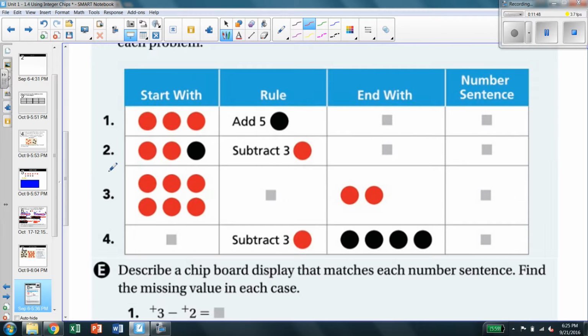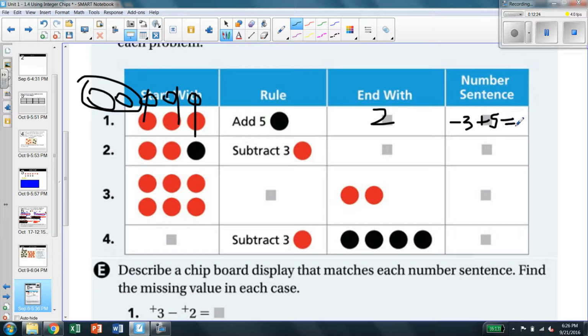This table is a little difficult. People had some questions on it. Starting with red chips, 3 of them, and we add 5. So if I was to just draw this in over here, 1, 2, 3, 4, 5. These would 0 out, and we're left over with 2. So our statement would be the 3 red chips, negative 3, add 5, plus 5, equals 2.